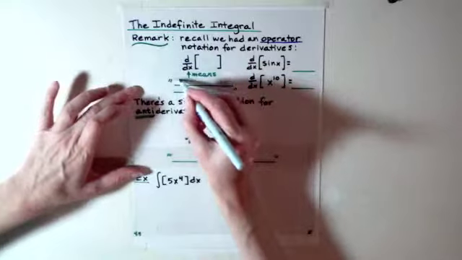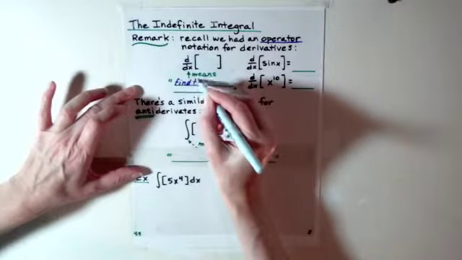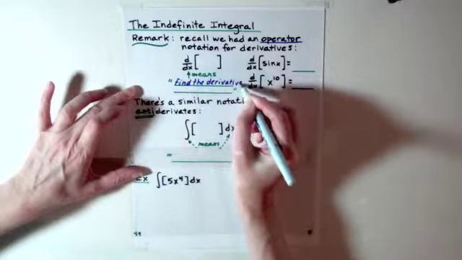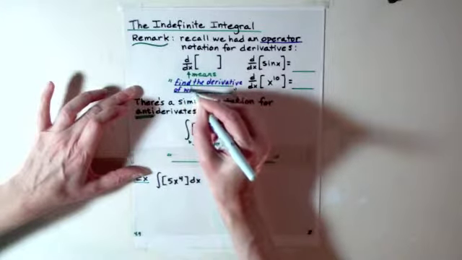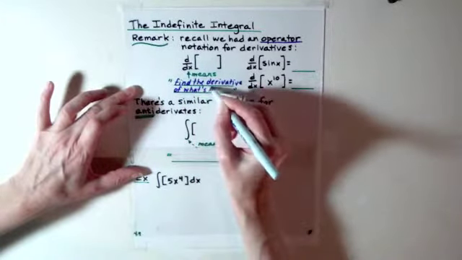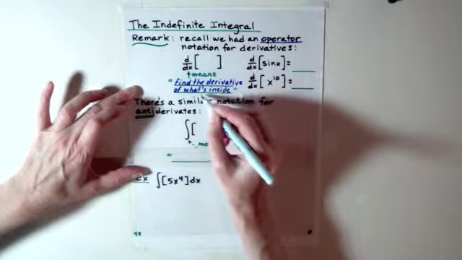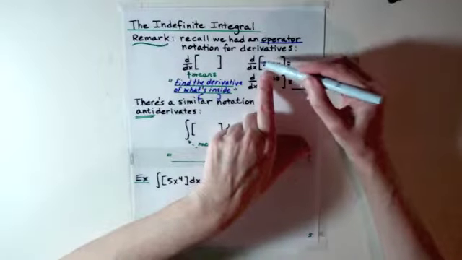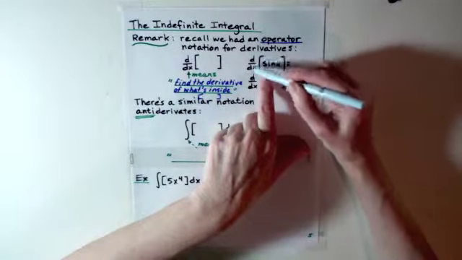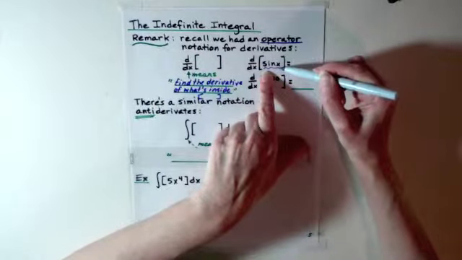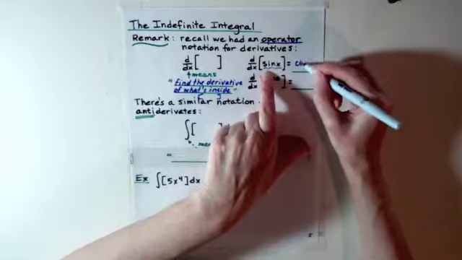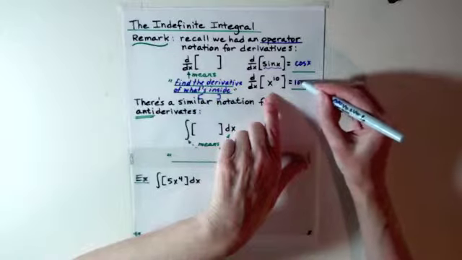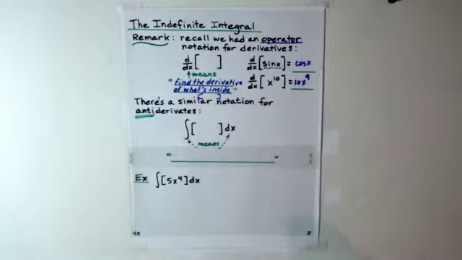So this means find the derivative of whatever's inside these square brackets. We've done this a million times, but the derivative of sine x, so this operator notation says find the derivative of whatever's inside the square brackets. Find the derivative of sine x, we get cosine x. If we're asked to find the derivative of x to the 10th, we say, oh, that's easy. I'll use the power rule for derivatives. That would be 10x to the 9th.